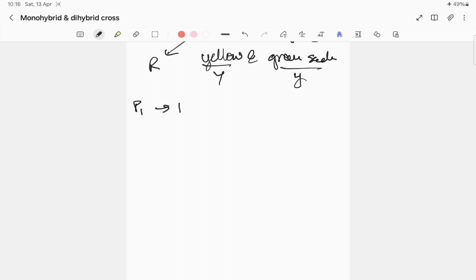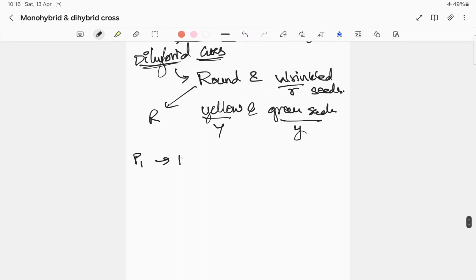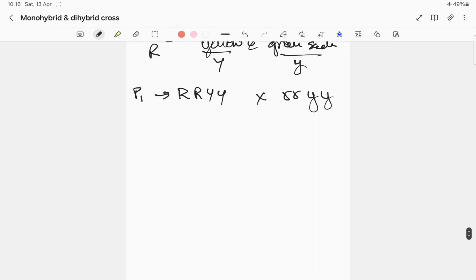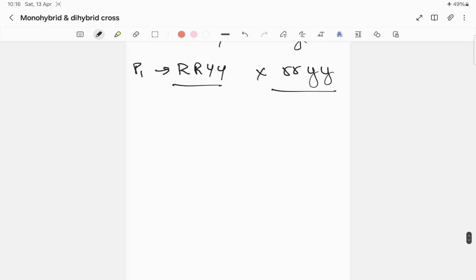The P1 generation will be capital R capital R, capital Y capital Y, into small r small r, small y small y. For easy understanding, I have taken homozygous traits here, right? And the gametes formed from this are capital R capital Y, capital R capital Y. From the other it will be small r small y, small r small y, right?